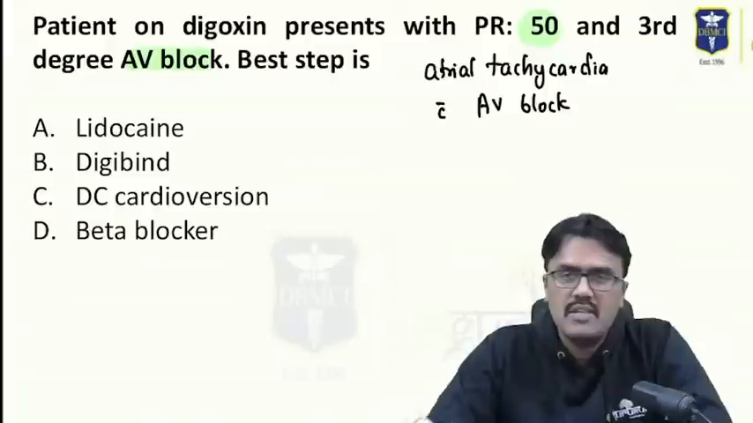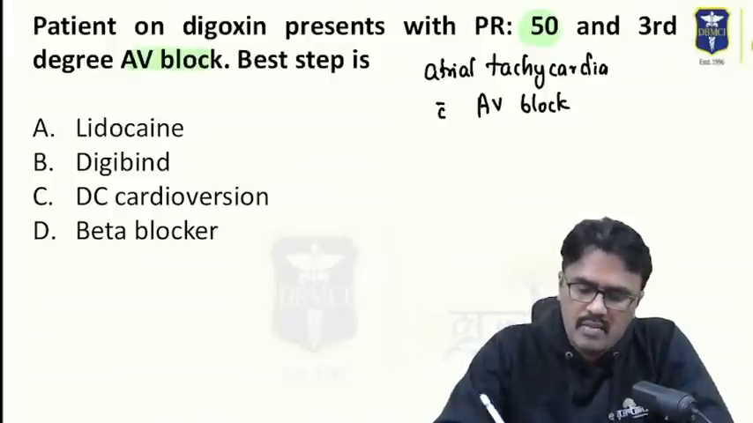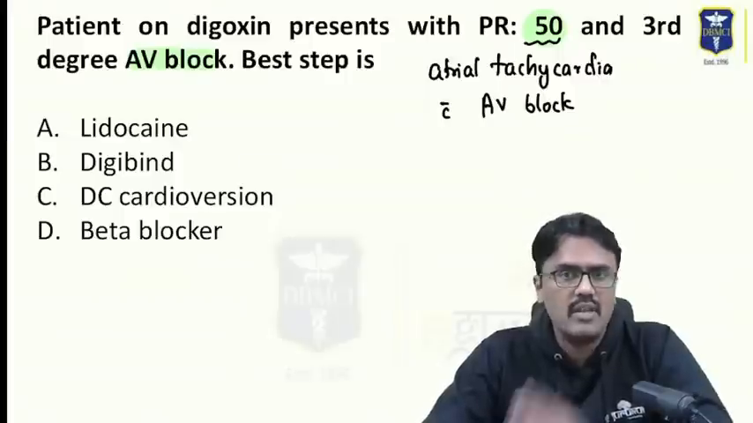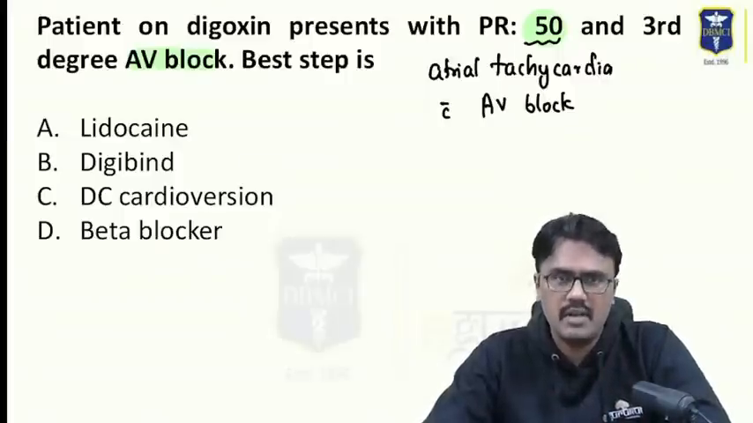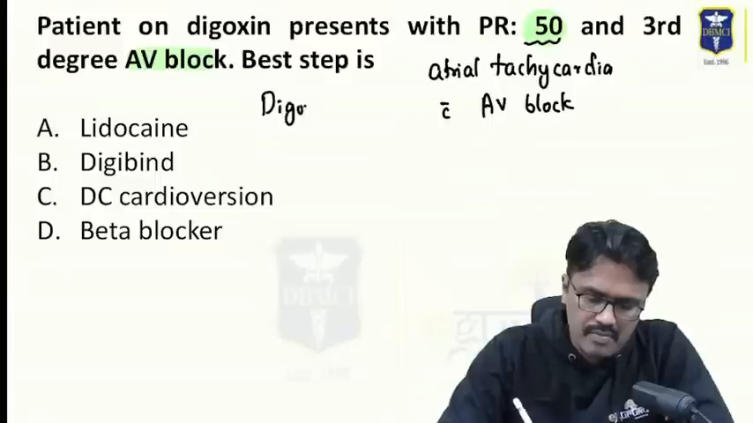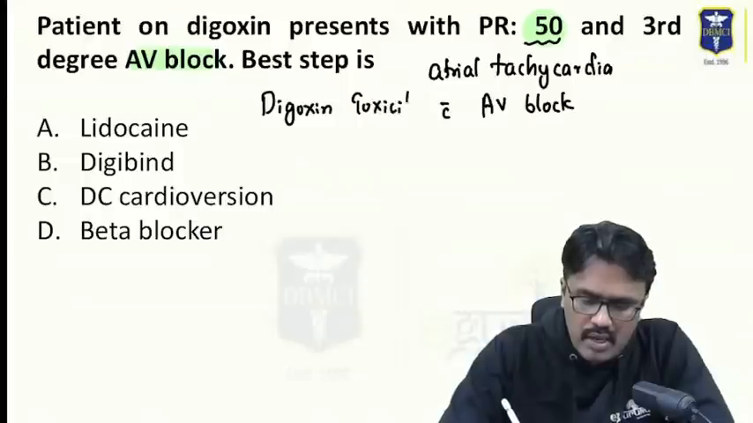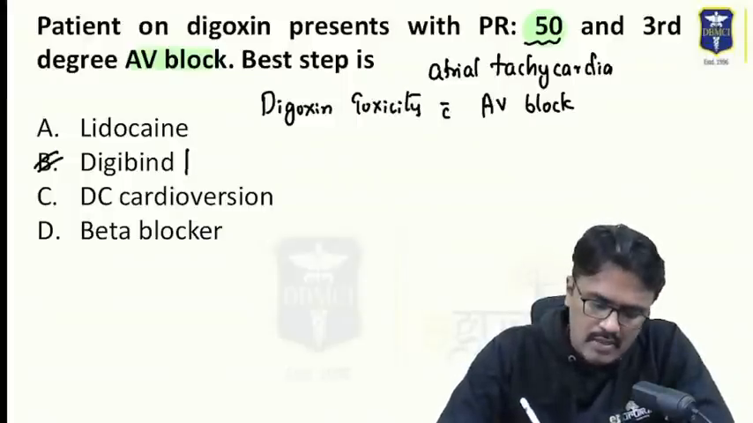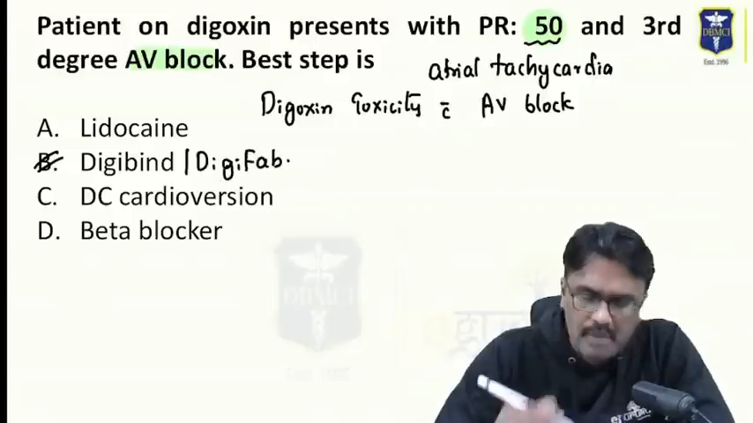And there is normalization of ventricular rate. Why? Because there is AV block, so the ventricular rate will decrease. There will be no conduction from atria to ventricle. So it's a case of digoxin toxicity. You know that the antidote for digoxin toxicity is digibind. It is also called digifab. And this is an orphan drug.